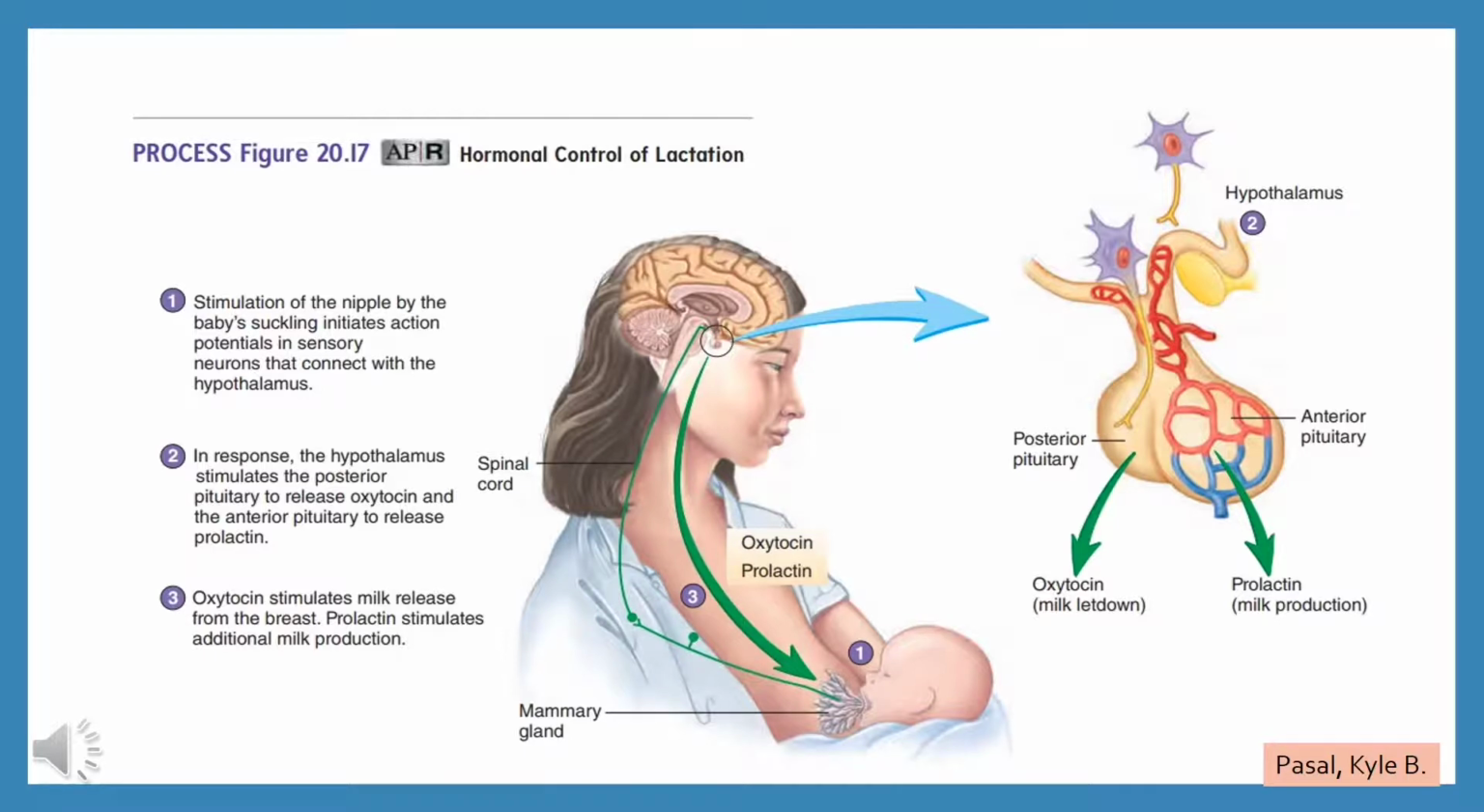Third, prolactin and oxytocin travel to the mammary glands, where prolactin stimulates the production of milk in the glands and oxytocin stimulates the myoepithelial cells to push milk from the glands down the ducts and towards the nipple. And lastly, fourth, milk gathers at the nipple and is released into the baby's mouth. This is called a positive feedback loop because as long as the baby keeps suckling, milk release will continue. To stop the positive feedback loop, the physical stimulus of suckling needs to be removed.